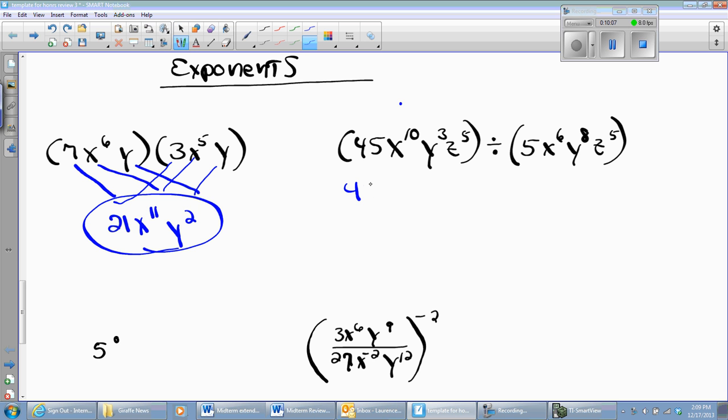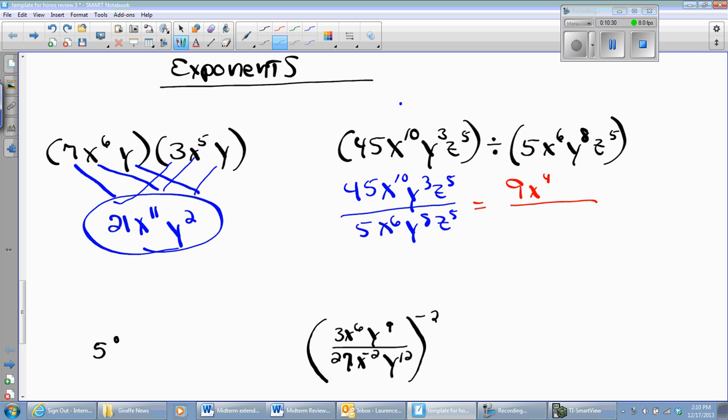All right, I'm going to do 45x to the 10th, y cubed, z to the 5th in my numerator, over 5x to the 6th, y to the 8th, z to the 5th. Now, if I do 45 over 5, that'll be 9, right? x to the 10th over x to the 6th simplifies to x to the 4th in the numerator. y cubed over y to the 8th will be y to the 5th in the denominator. And the z's cancel out. And there's my simplified answer.